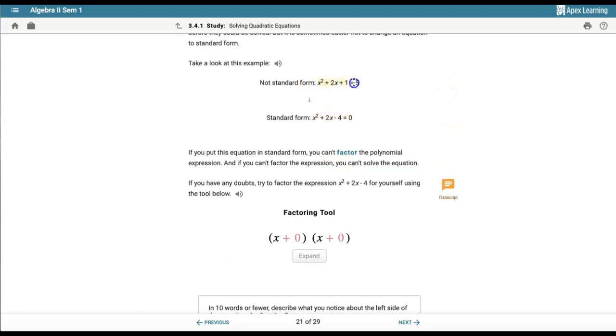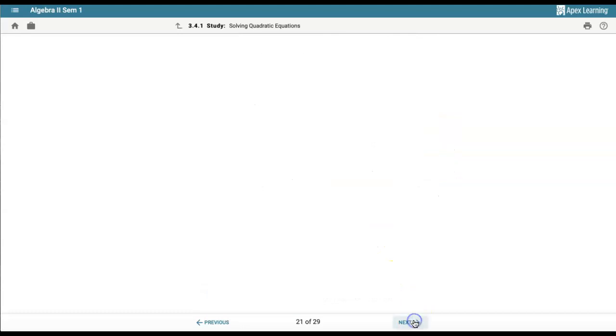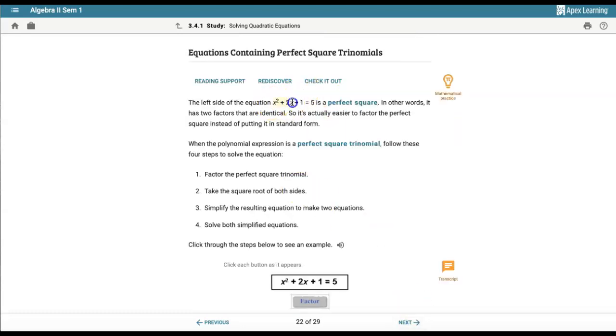But if we look here, we can actually solve this top one, and we'll talk about why or how that might work. So x squared plus 2x plus 1 by itself, that left side, is a perfect square. In other words, it has 2 factors that are identical. So this ends up being x plus 1 times x plus 1. So it's actually easier to factor it if we leave the right-hand side as equal to 5. It's not always, but if we have perfect squares on the left-hand side, why not? It makes it easier for us.